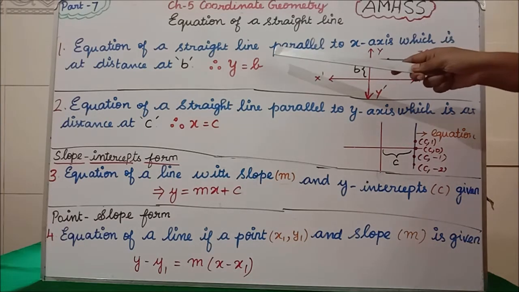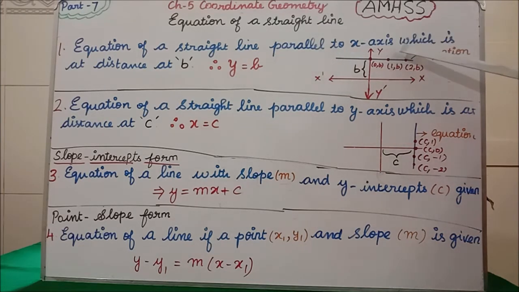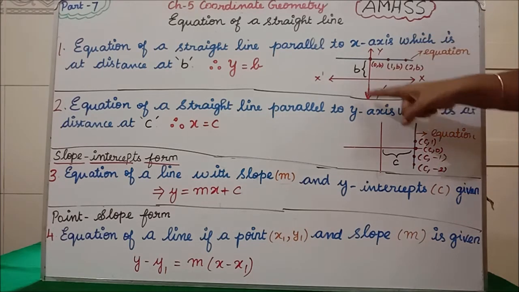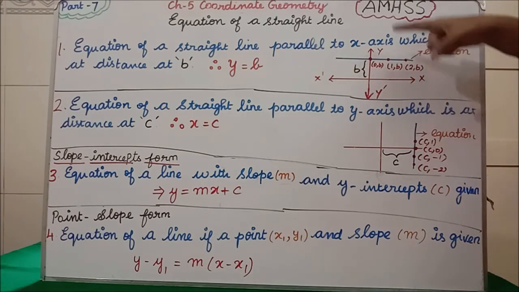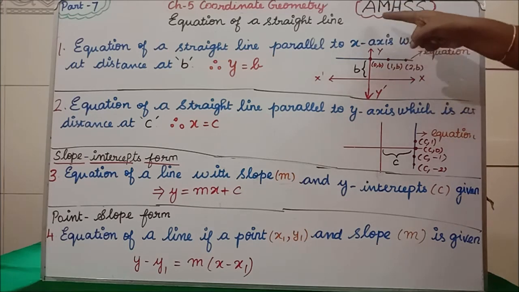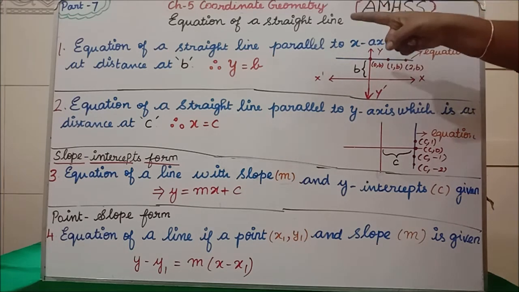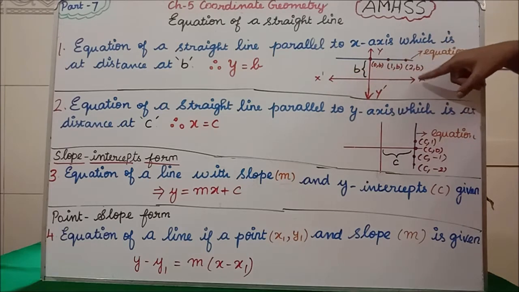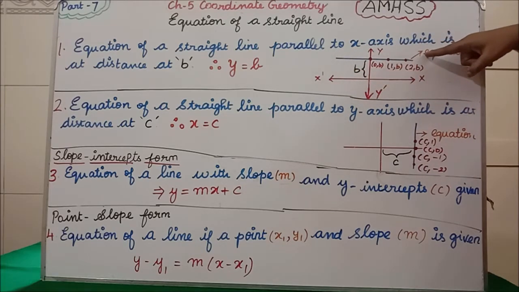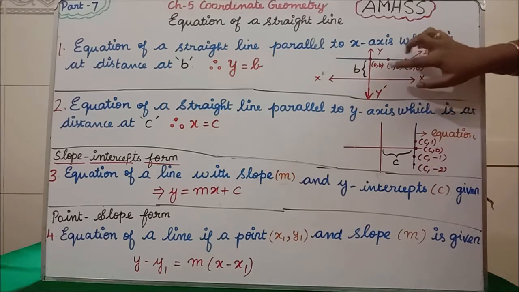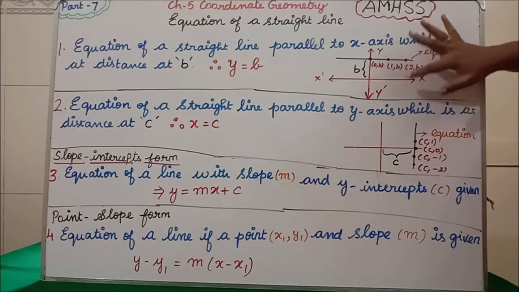Equation of a straight line parallel to the x-axis, which is at distance b. What are they saying? See, this is our y-axis, this is our x-axis. In the question they are saying parallel to the x-axis we have to draw a straight line. See, this is our x-axis. For this I am drawing the straight line which is parallel to the x-axis, isn't it?